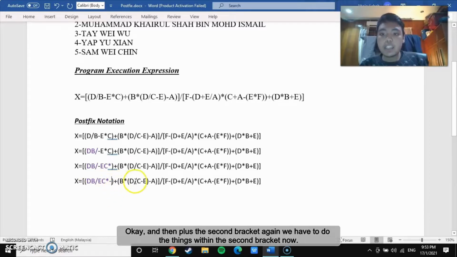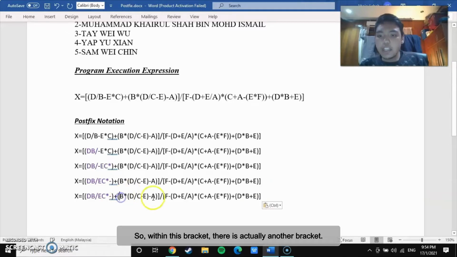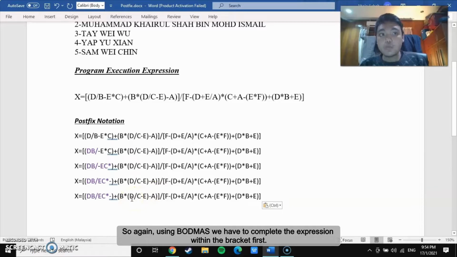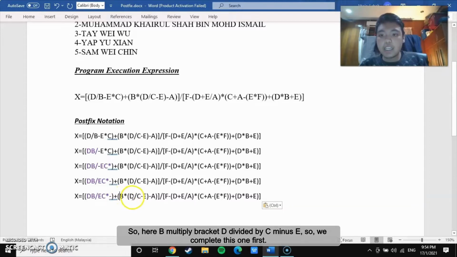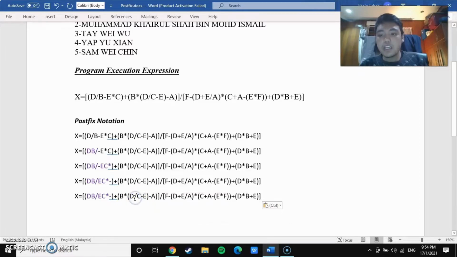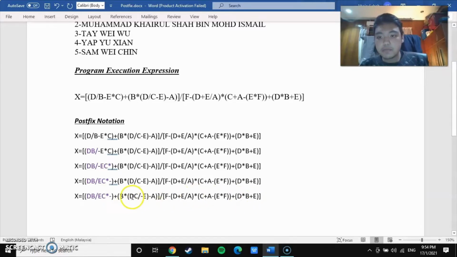Okay, and then plus the second bracket. Again, we have to do the things within the second bracket now. Within this bracket, there is actually another bracket. So again, using BODMAS, we have to complete the expression within the bracket first. So here, b multiplied by the bracket d divided by c minus e. We complete this one first. So d divided by c will become dc divided. Operator shifted to the front.